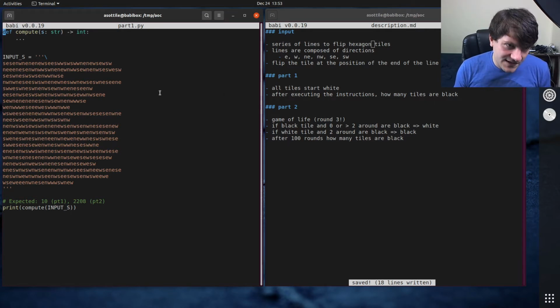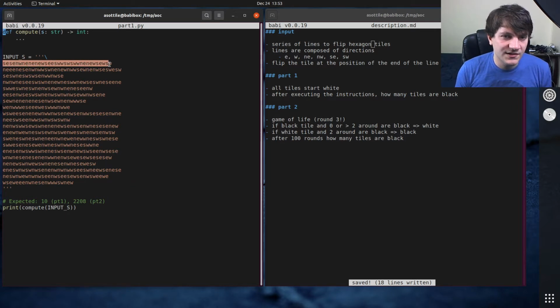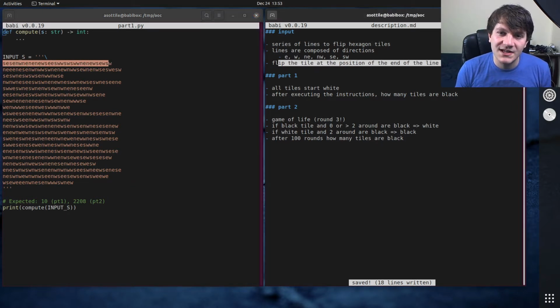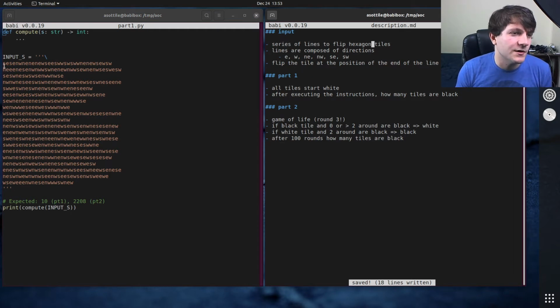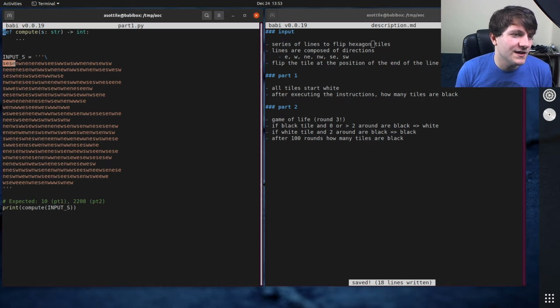And the way we're going to be processing these instructions is line by line. You start at the origin, you follow these movement instructions, and at the end, you flip the tile that's at that position in the line. So, in this case, we would do southeast, then northwest, then northeast, etc., etc.